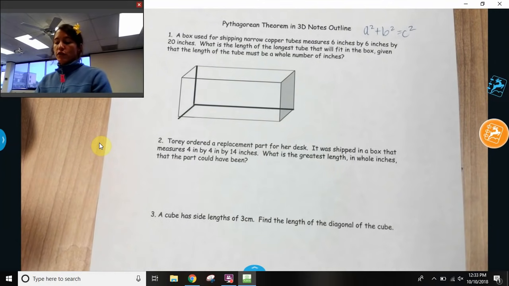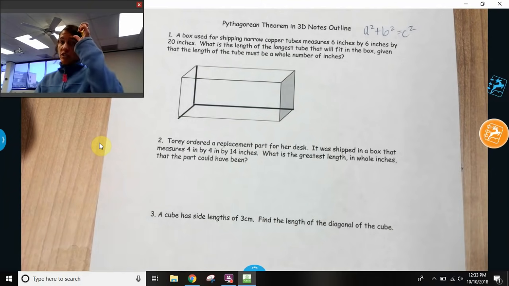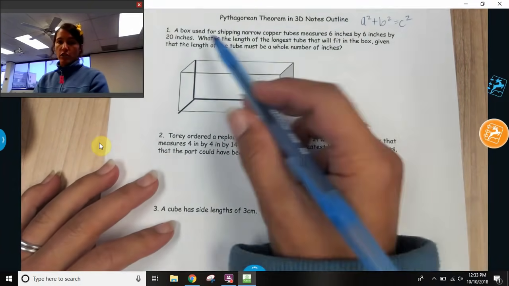Number one, a box used for shipping narrow copper tubes measures 6 inches by 6 inches by 20 inches. So you see your box.